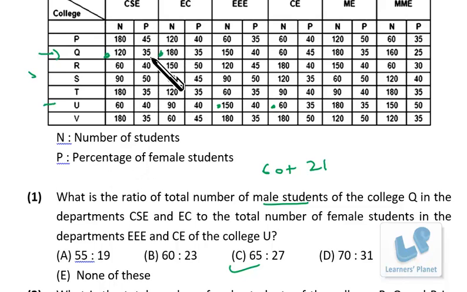So 120 into 65% we have to find out, because this is female percentage, right? So 10 will be cancelled. From 65 if I take 5, I will be left with 13 and into 6. So that is 78 plus, once again 0 will be cancelled. If we take 2, we will be left with 9. 9 into 65, that is 13 into 9, 117. Okay, so that will be there in the numerator. So that's 195. So 195 divided by 3 will be 65, and 81 divided by 3 will be 27. So this is the correct answer, right?